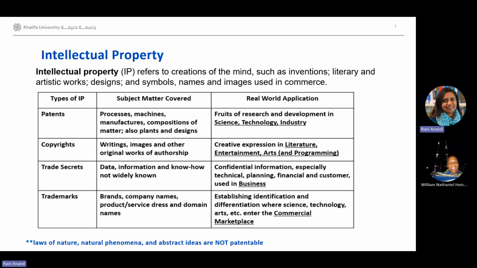There are four types of intellectual property. The major one is patents. Patents can be classified as process, machine, manufacture, composition of matter, and also plants and designs. The real-world application of a patent is that it is the fruit of research and development in science and technology, in industry or in medicine.